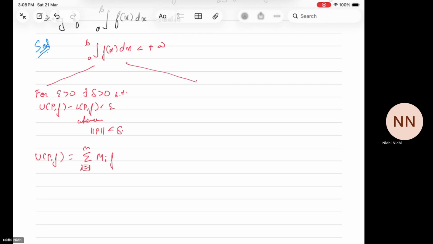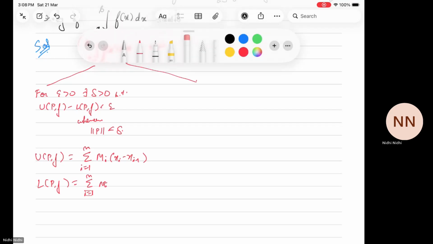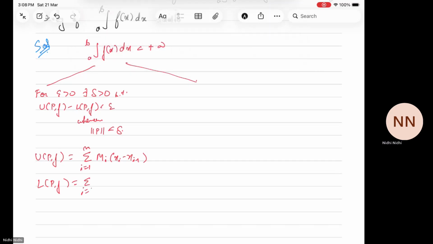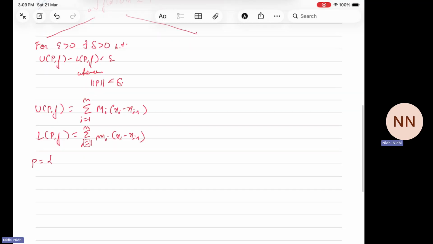the summation of M_i times (x_i minus x_{i-1}), and L(P,f) is the lower sum, the summation from i equals 1 to n of m_i times (x_i minus x_{i-1}), where P is the partition with a equals x_0 less than x_1, and so on up till x_n, which is equal to b.